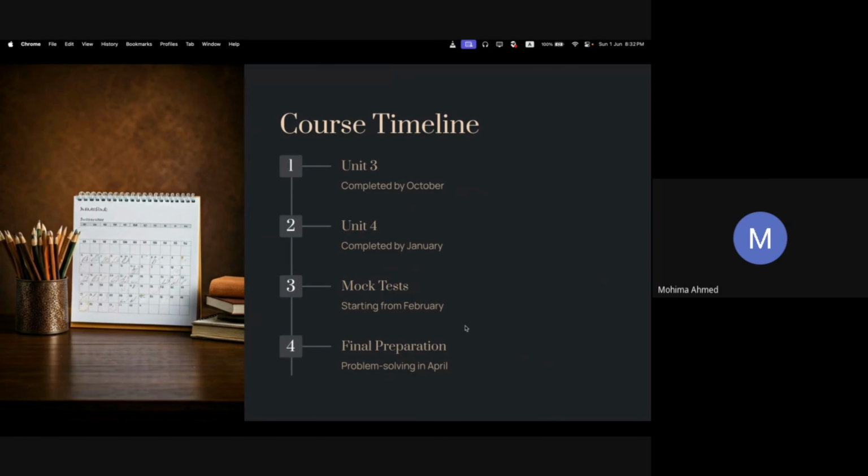Okay, now the timeline for this course: we will try to complete Unit 3 by October. Then we will start Unit 4. We will try to complete Unit 4 by January. Then the mock tests will start from February. And in April, if you have any problem or anything, we will try to focus on that particular thing.